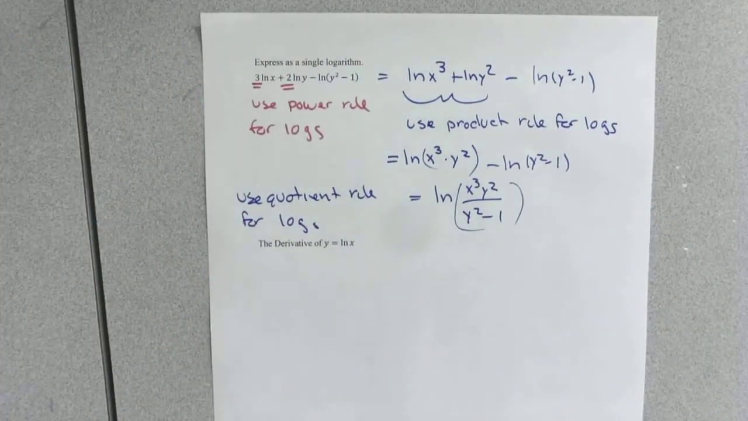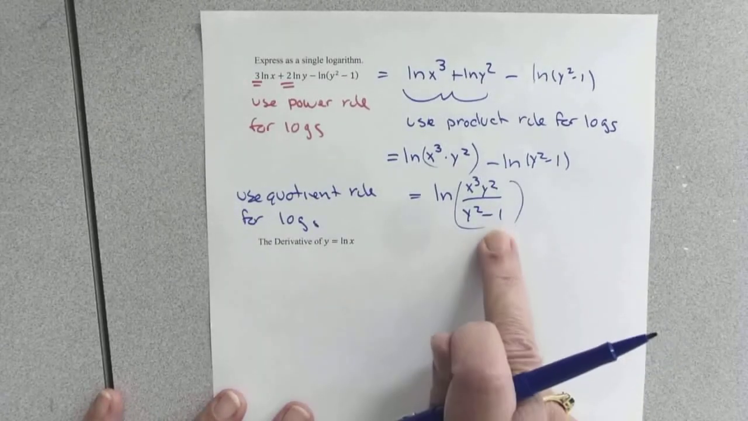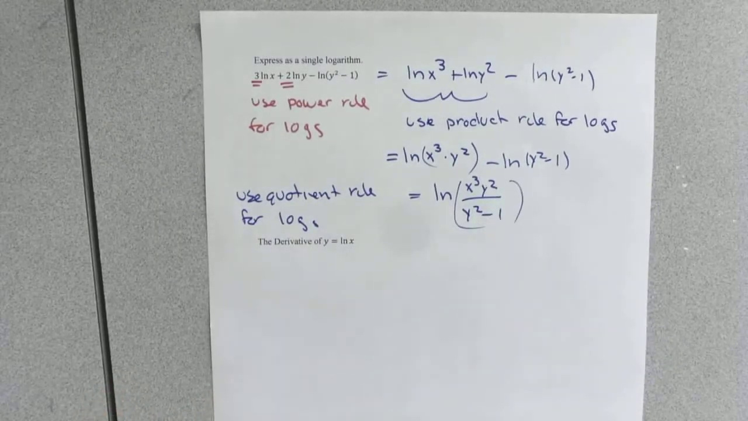This does not simplify. Some people are going to be tempted to cancel the y squareds. They don't cancel. You don't get to cancel from a fraction unless you cancel from all terms in the fraction. And because you're not going to cancel anything from that 1, you're not going to cancel anything.